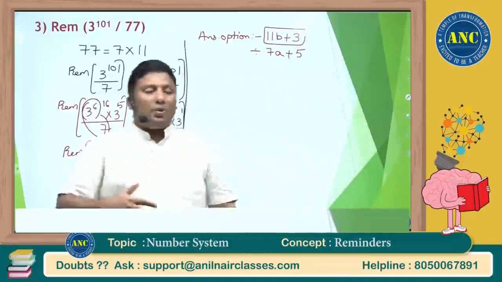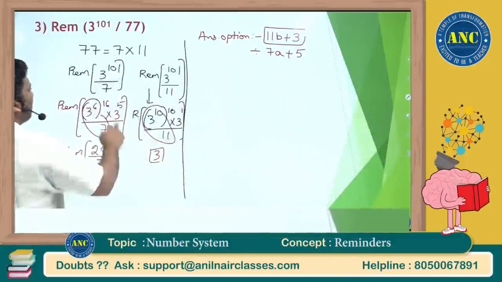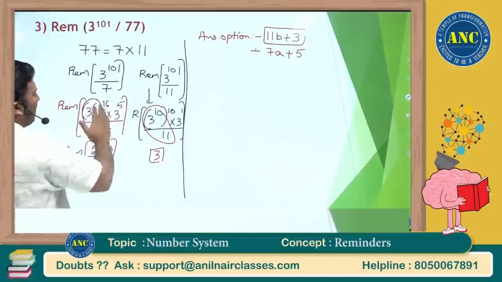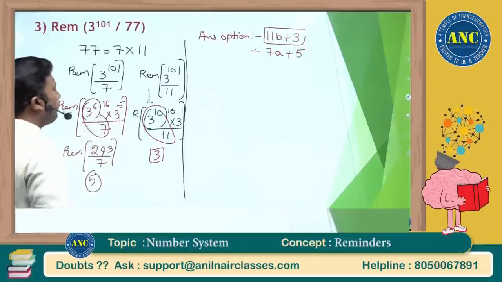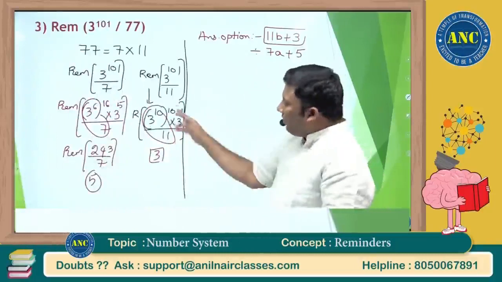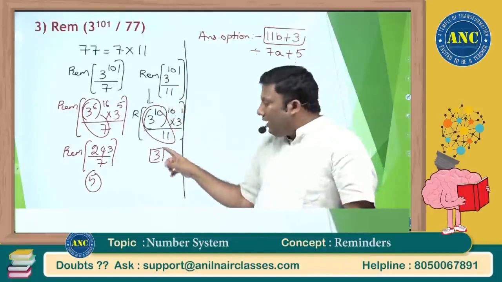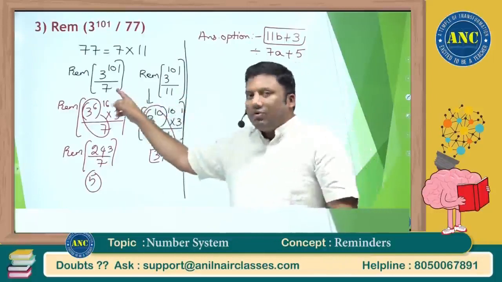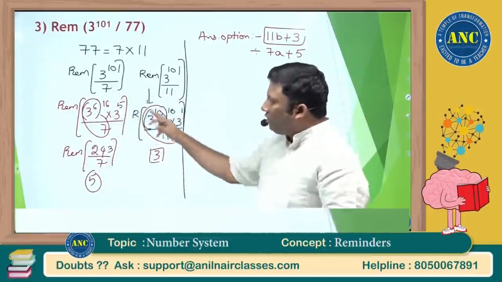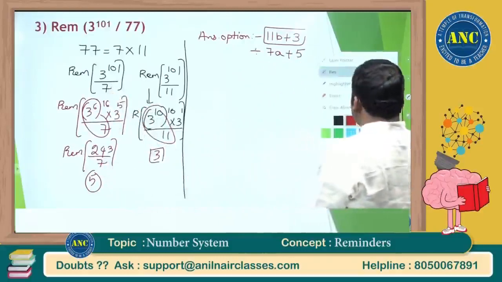Go with the answer options before you equate both the equations. 3 power 101 divided by 7: 3 power 6 power 16 into 3 power 5. 3 power 101 divided by 11: 3 power 10 by 11 is 1, 1 into 3, 3. So when divided by 11, remainder 3, and when divided by 7, remainder 5. Play with the answer options.